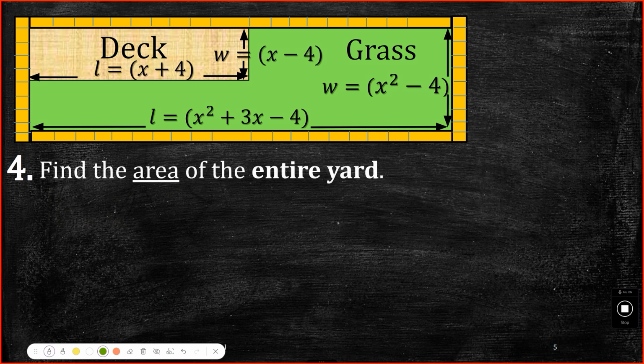All right, we're going to finish with this. Last problem for today. Part C, find the area of the entire yard. So find the area of the whole yard. That's going to be the big rectangle, this times that. Length times width is the same as width times length. Okay, everybody, agree? L times W is the same as W times L. So I'm going to put the W first, I like to put that one first, x squared minus 4.